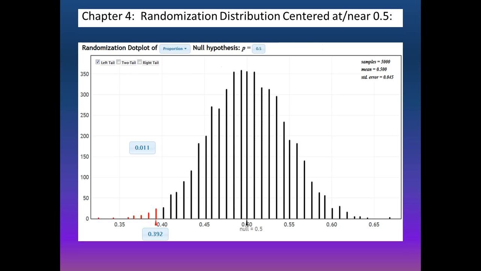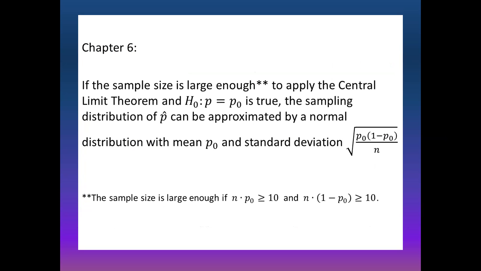This is what we had in Chapter 4. We had a null that p was equal to 0.5, and then a left tail bounded by 0.392, which is 47 divided by 120. That's going to be our p-value, 0.011. The Chapter 6 way of computing a p-value is that if the sample size is large enough to apply the central limit theorem, and we make the assumption that the null hypothesis is true, the sampling distribution of p hat can be approximated by a normal distribution with a mean of p0 and a standard deviation of that root, where p0 is just the value that's in the null hypothesis, the numerical value that's there.